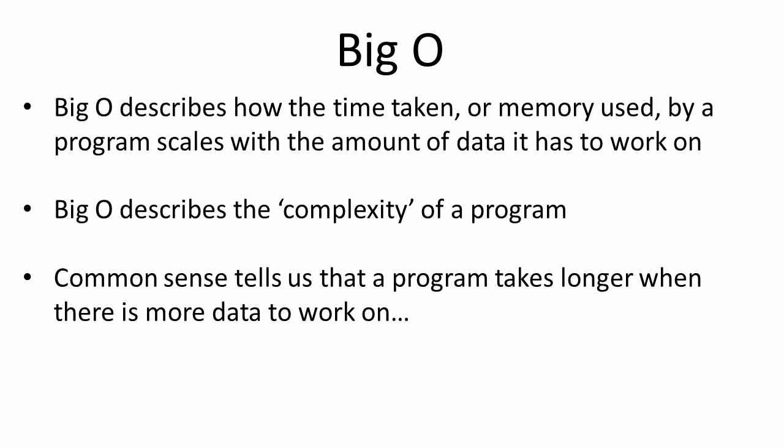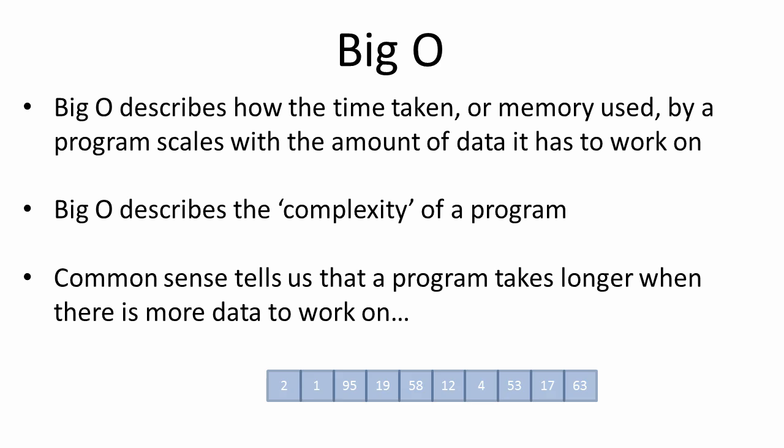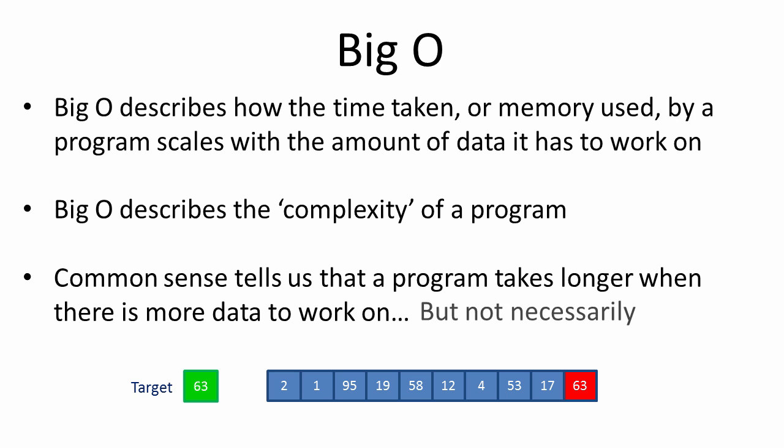Common sense tells us that a program takes longer when it has more data to process. This is true in the case of a simple linear search. If the target value happens to be at the end of the list, then having to search through twice as much data would double the time taken. But this is not the case for all algorithms.